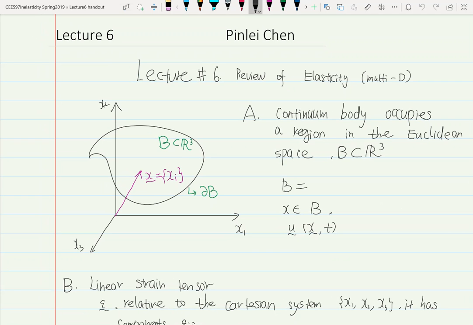This continuum body occupies a particular region in Euclidean space, where the body belongs to the three-dimensional real space R3. This B is what we call the reference configuration. Each point belonging to this body B is X, a particle inside of this continuum body. For each of the points you could have some displacement to move this body to another position, and this U is the displacement, or the displacement field.